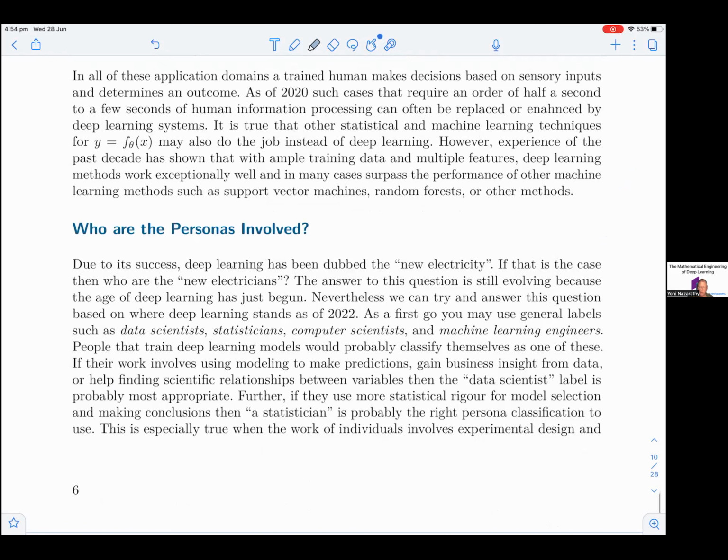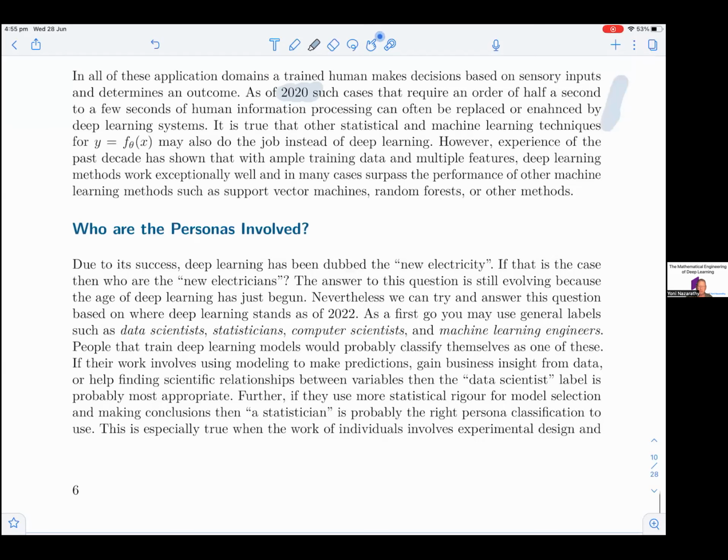As of 2020, such cases that require an order of half a second to a few seconds of human information processing can often be replaced or enhanced by deep learning systems. It is true that other statistical and machine learning techniques for y equals f theta of x may also do the job instead of deep learning. However, experience of the past decade has shown that with ample training data and multiple features, deep learning methods work exceptionally well, and in many cases surpass the performance of other machine learning methods, such as support vector machines, random forests, or other methods.